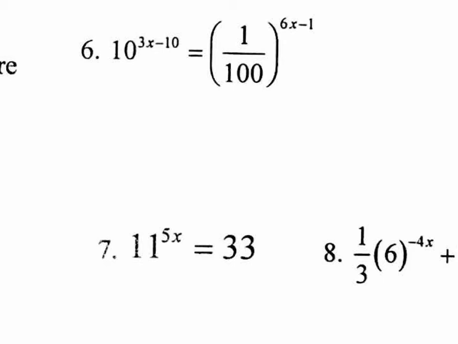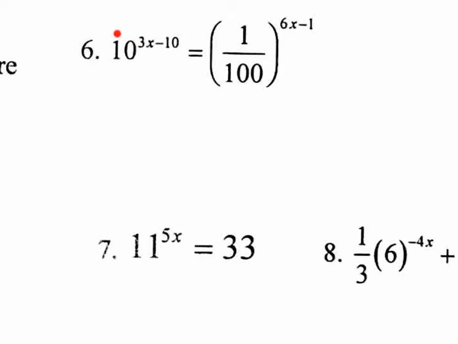So on number 6, we have an exponential equation. It's not a logarithmic, it's an exponential. And what do we like on exponential equations? We like the bases to be the same in order to just cancel out the bases. That way the exponents could come down and be the actual equation.